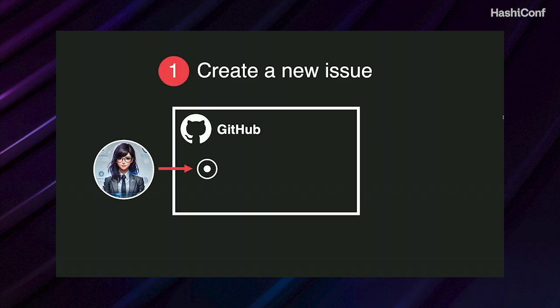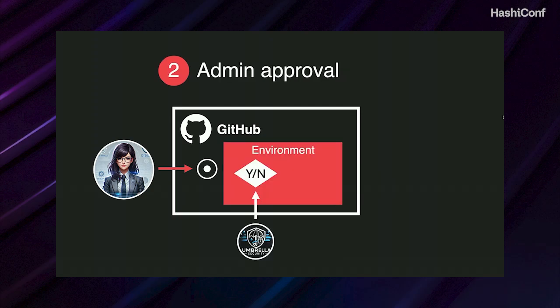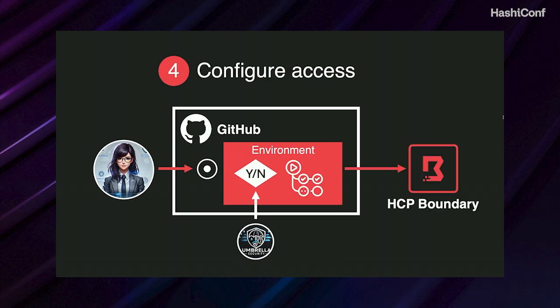So here we have Jane again. She is once again going to this GitHub repository. She creates a new issue, once again specifying what she wants access to, why she needs access, and for how long. She submits the issue, but before anything is configured in Boundary, an administrator will need to approve this request. So we will see what this looks like from the administrator point of view, but once the access is approved, the workflow continues and access is configured in Boundary.